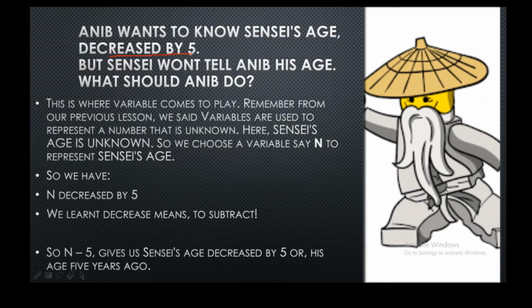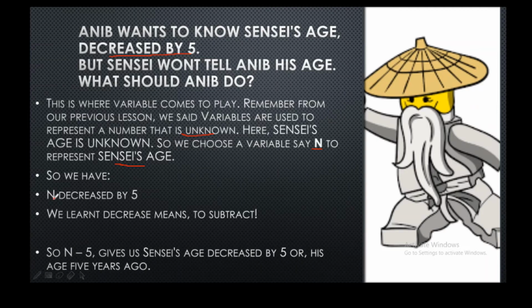So this is where variable comes to play. Remember from our previous lesson, we said variables are used to represent a number that is unknown. Yeah, Sensei's age is unknown. We don't know Sensei's age. Sensei can be just like Avatar, 10 million years. So we choose a variable, maybe n. You can choose any other variable you want. So say n to represent Sensei's age.